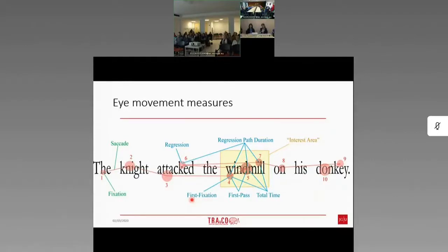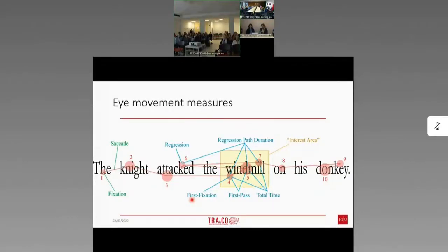Presumably because the reader asked themselves, a knight attacks a windmill? So hold on, is that really what is going on here? So we get a regression to attacked, and then a seventh fixation on windmill, so a third actually on windmill, and then the reading goes on until the end of the sentence.